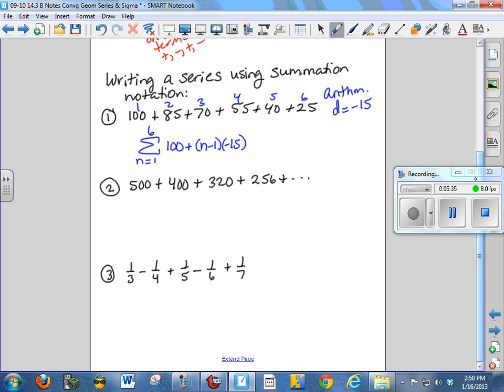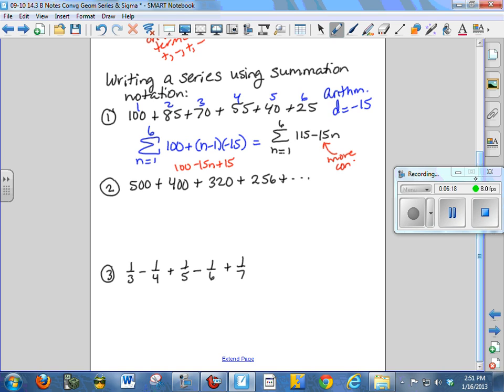Now, sometimes it's nicer to clean this up a little bit. If we multiplied this out, we would have 100 minus 15n plus 15, or 115 minus 15n. So we could alternately say n equals 1 to 6 of 115 minus 15n. So either way is okay, although I think this is probably preferable because it's just a little neater and more concise looking.